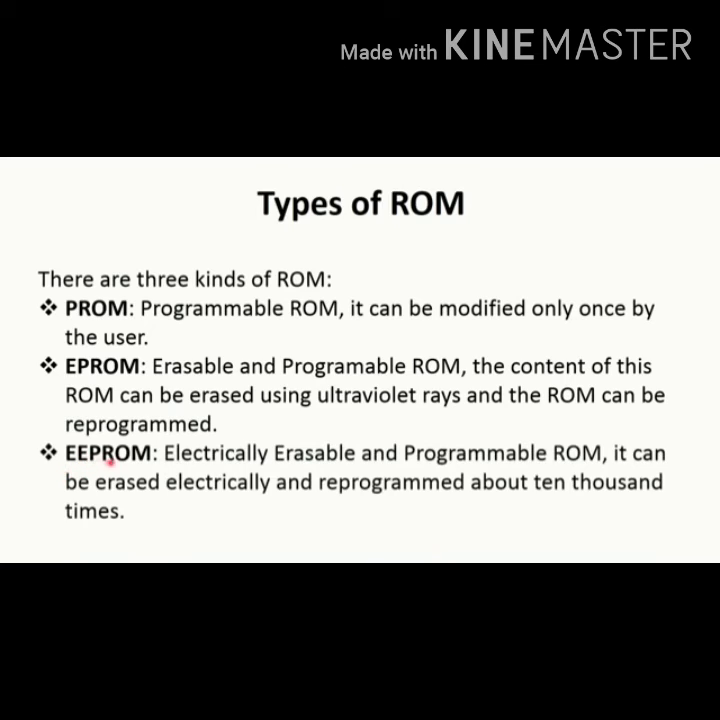At last we have EEPROM, electrically erasable and programmable ROM. It can be erased electrically and reprogrammed about 10,000 times. Both erasing and programming in EEPROM take about 4 to 10 milliseconds. It is flexible because any location in EEPROM can be selectively erased and programmed. But only one byte is erased at a time, rather than the entire chip. That's why it is kind of slow.